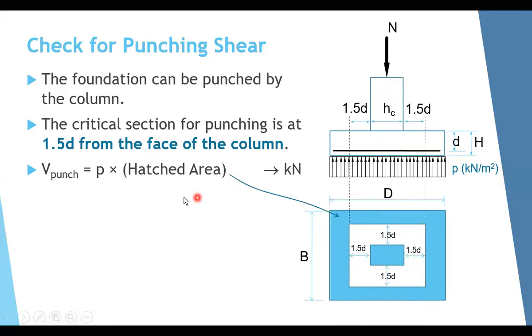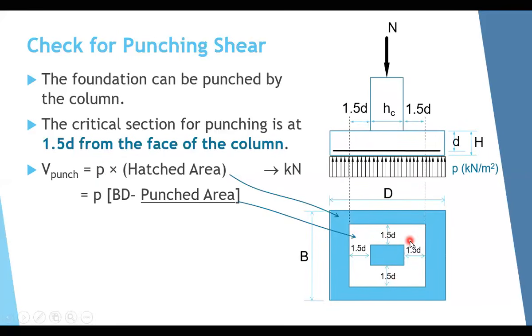So how to get the shear force here, or the punching shear force? V punch equals, again, any force equals stress times area. The stress is the stress under the footing, capital P, in kilonewton per meter square, multiplied by this hatched area here. So the idea is to find this hatched area multiplied by the soil pressure. How to get this hatched area? Again, it is easy. It equals the whole area of the footing, B capital times D capital, minus this punched area, this area here.